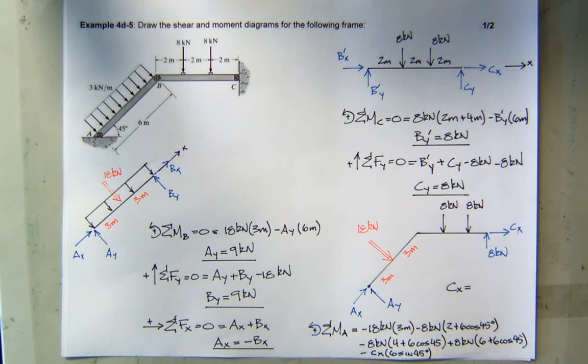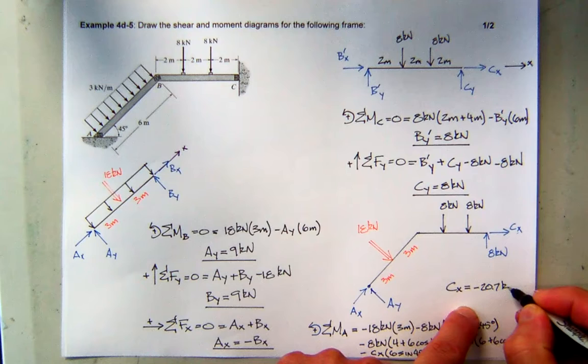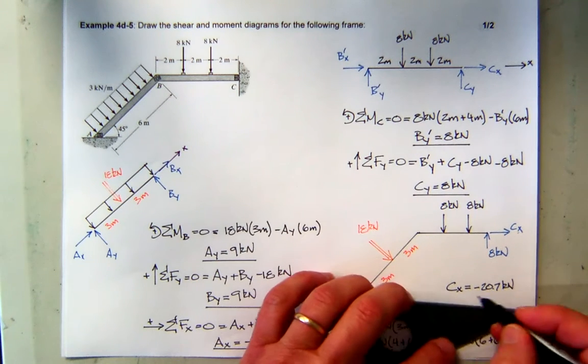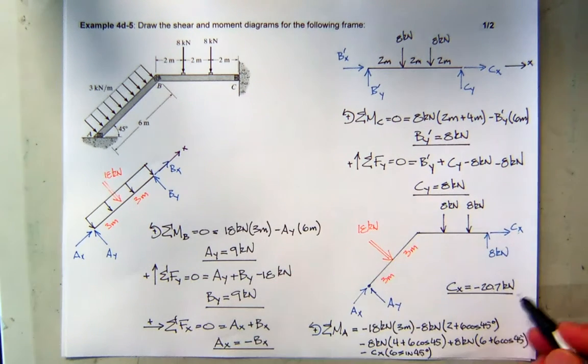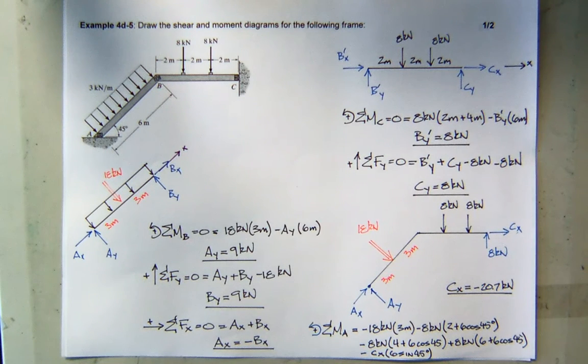Anybody got it? We're getting it. 20.7. Oh, there's two 20.7s. I got 20.7 as well. Oh, there's 3. Did you get a negative? Yeah, it's going to be negative. Okay. Good job. So if CX is negative 20.7, that means that BY is 20.7.